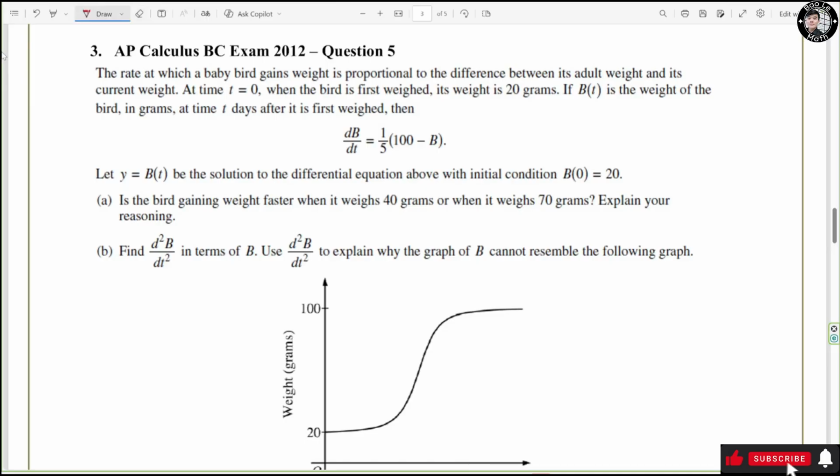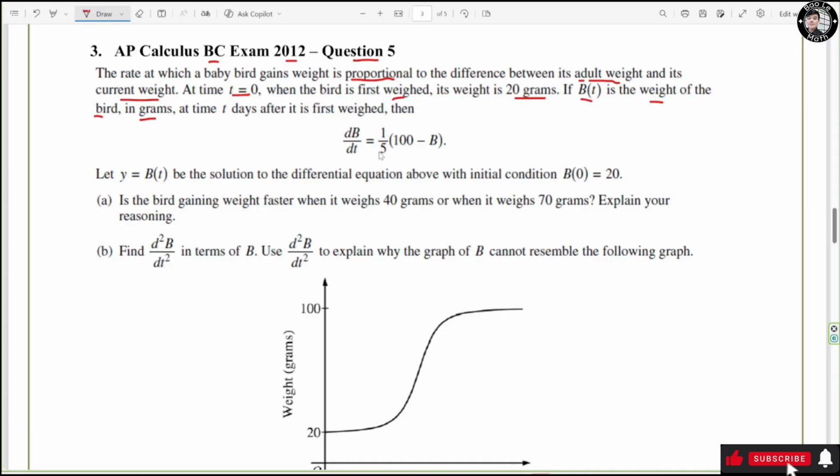Now let's move on to question 3. This comes from AP Calculus BC exam 2012 question 5. The rate at which a baby bird gains weight is proportional to the difference between its adult weight and its current weight. At time t equals 0, when the bird is first weighed, its weight is 20 grams. B of t is the weight of the bird in grams at time t days after its first weigh.